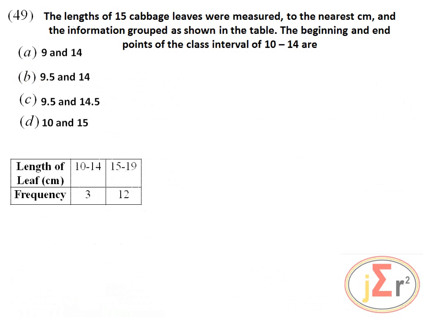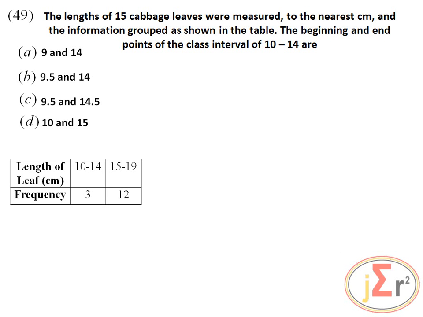The lengths of 15 cabbage leaves were measured to the nearest centimeter, and the information grouped as shown in the table. The beginning and end points of the class interval of 10 to 14 are, so we are saying that the lengths of 15 cabbage leaves were measured to the nearest centimeter. When you hear that word, the nearest, you know that that is an indication of some rounding off. So to the nearest centimeter, and the information grouped as shown in the table.